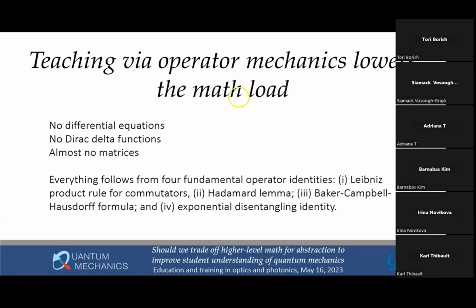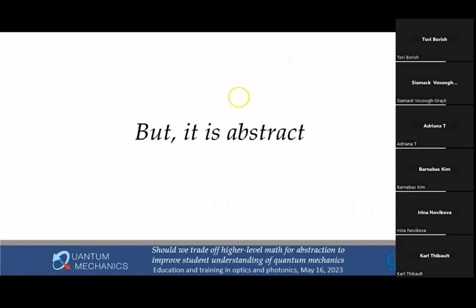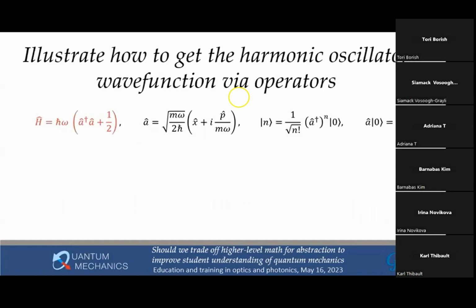Hadamard lemma is that e to the A, B, e to the minus A is an infinite sequence of nested commutators. Baker-Campbell-Hausdorff is e to the A, e to the B is e to something, which is a long series. Okay. But of course, this is abstract.